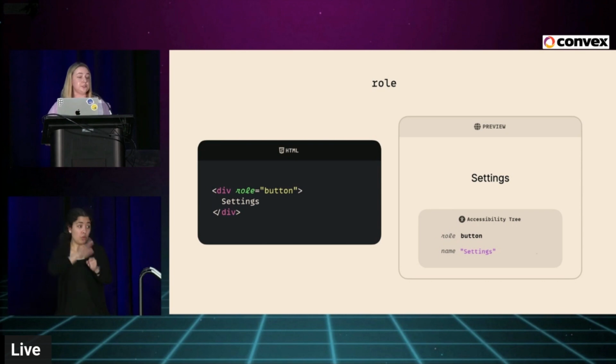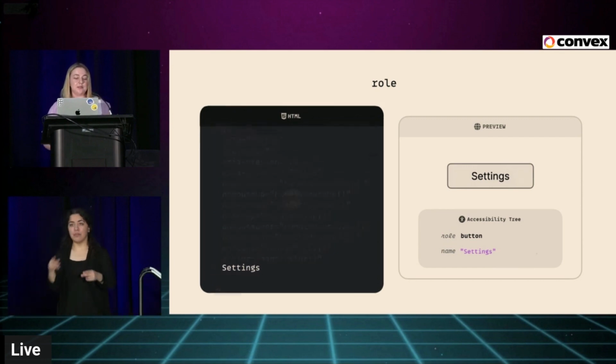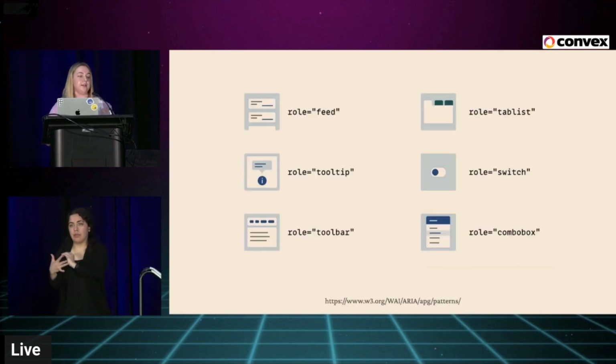In order to do that, we would usually write a lot of JavaScript, CSS, and HTML, and as you can see, it actually takes quite a lot to build a button. So in most cases, we should prefer native semantic HTML elements, and they generally have better support in assistive technology. However, where ARIA roles shine is implementing interactive patterns that don't exist in native HTML, like feeds, tooltips, tab lists, switch, combo boxes, and so on. ARIA helps to provide semantics, but you would need to implement the behavior yourself.